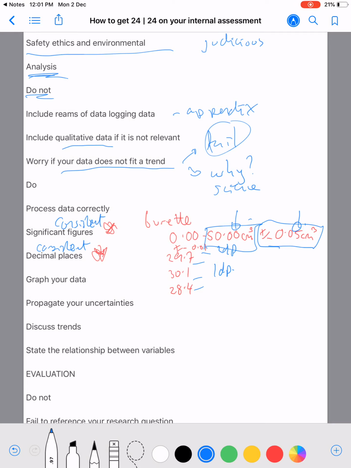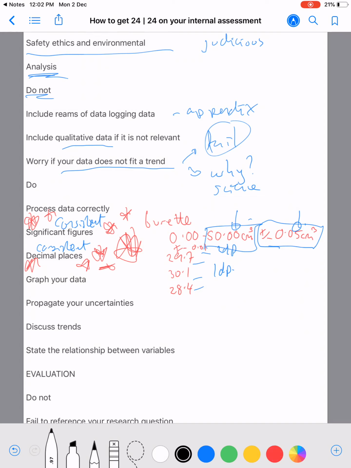Numerical errors, calculation errors, inappropriate uncertainties, or inconsistent decimal places. This is massive, I'd say almost number 1, if your research question is good, number 1 area for students losing marks, your grasp of number.